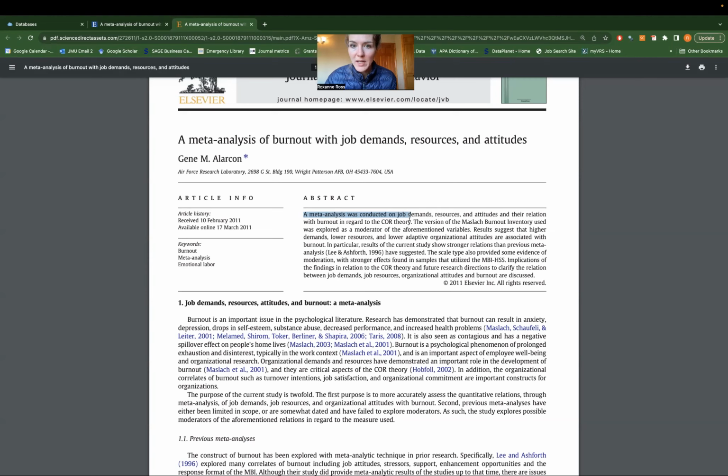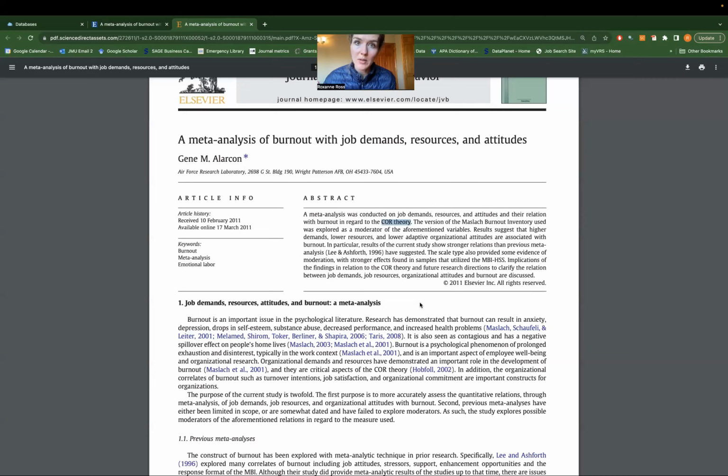And from this, we know, or I know already, that this article is what we're looking for. We're looking at job demands, resources, and attitudes, and how it affects burnout. They're kind of discussing this theory here. As you start to tug on the thread of what are we looking at, and what is this topic, how do we know what gives rise to burnout?